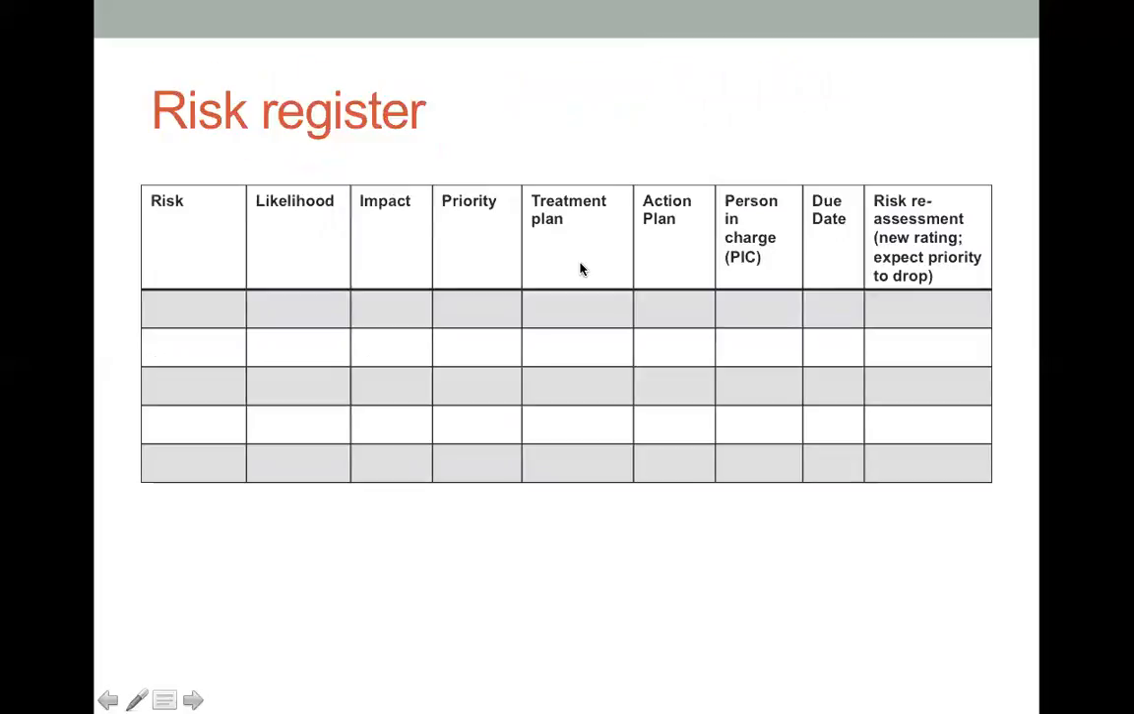All right, now this one here is the risk register. The risk register here is basically the one that we need to complete. We have identified the risks already. The next thing that we need to do is the likelihood, impact, and priority. Now, how do we get the priority? Well, look, the priority in here is basically the multiplication of likelihood and impact.